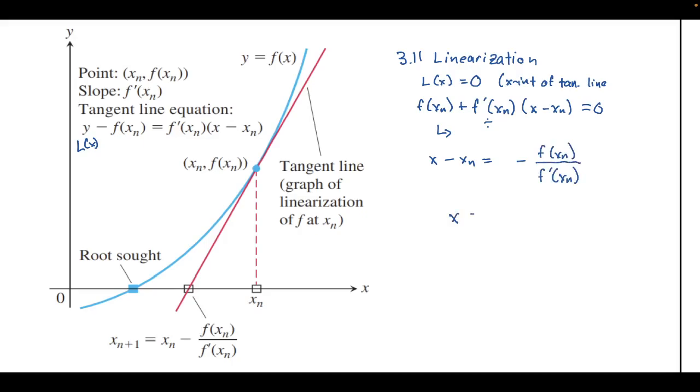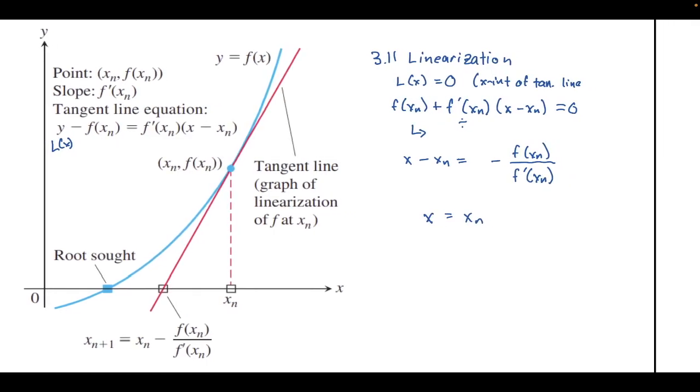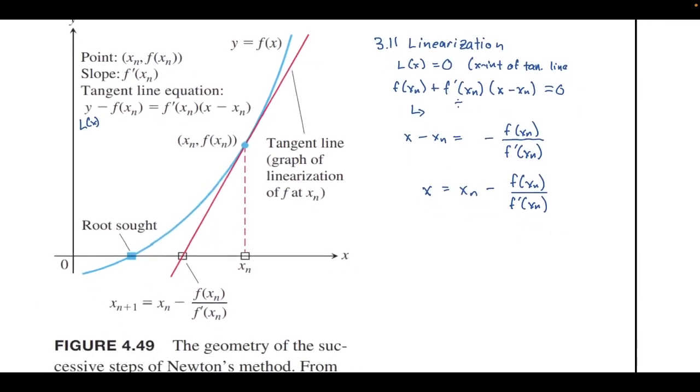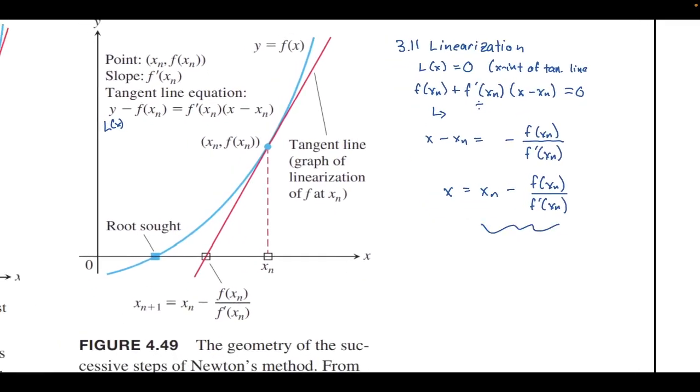And then lastly, we add xn to both sides, and you get x is equal to xn minus f of xn divided by f prime of xn. So that right there, of course, is the x-intercept of the tangent line, which is the next approximation. So again, all of that is xn plus 1. Okay, so that's where it comes from.